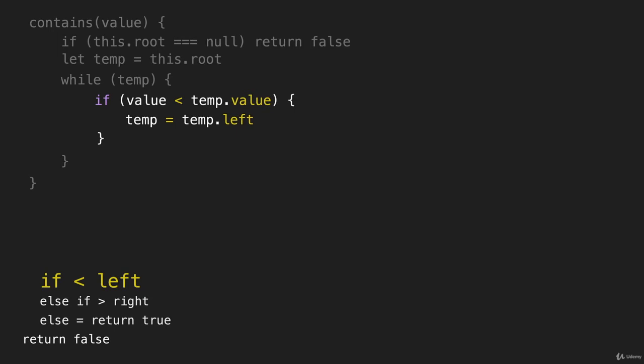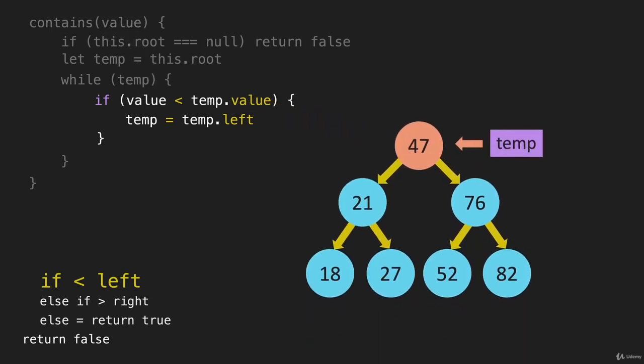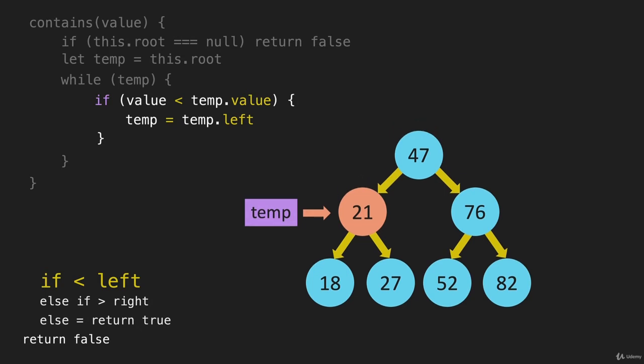So to put this another way, we are comparing the value that we pass the contains method to the value of the node that temp is pointed to. And if it's less than, we're going to say temp equals temp.left, which moves temp to the left.